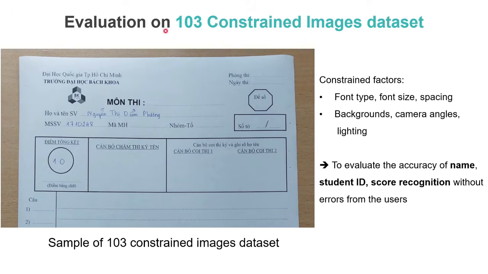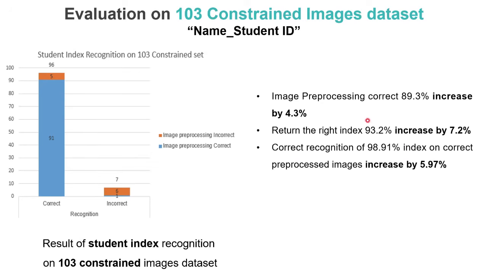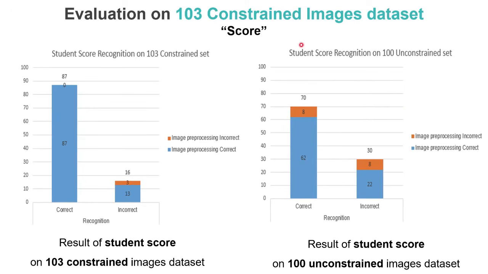So, evaluation on 103 constrained images. Constrained means constraints on the font type, font size, and spacing, and also background, camera angles, and lighting. You can see the sample right here. The words are clean, the numbers are clean, and the numbers are not allowed to go out of the circle limitation. Okay, so you can see the student index, the name and student ID right here. The result on the 103 constrained images is better than on the 100 unconstrained set. And the numbers right here, you can see. For the score, it's really good.